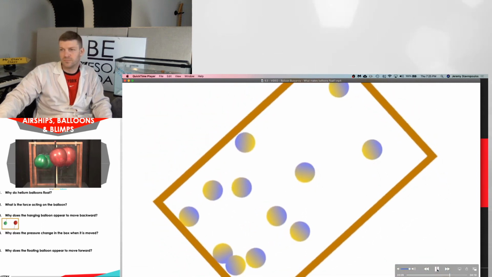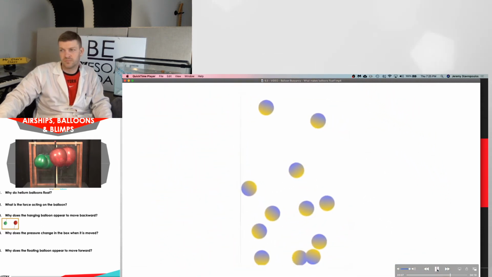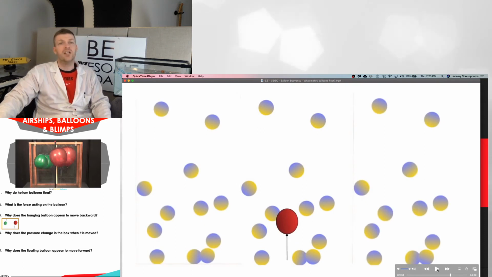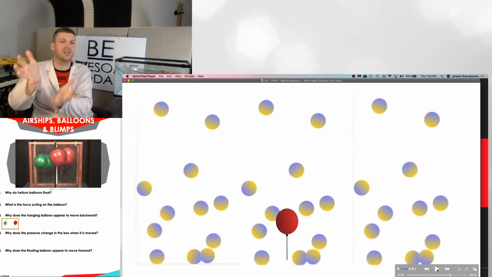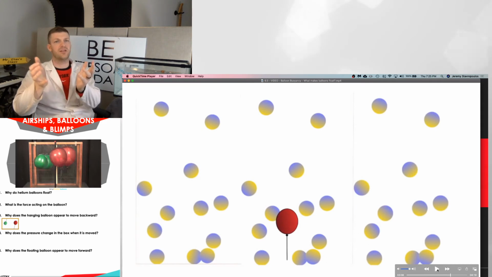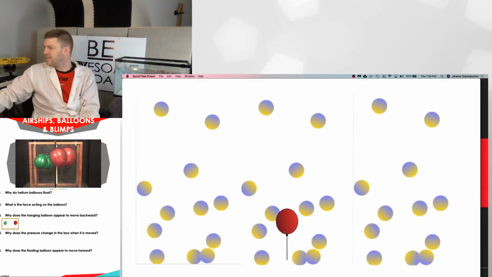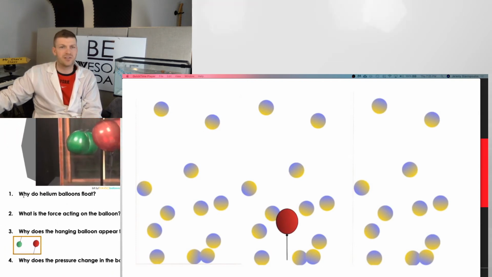Now we can look at why balloons float up into the sky. Okay, so she's taking this concept, she's turning it, and talking about why helium balloons float. So looking in your notes, that's question one. Why do helium balloons float?